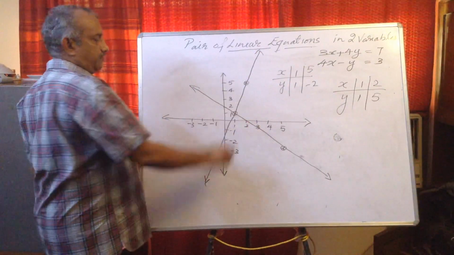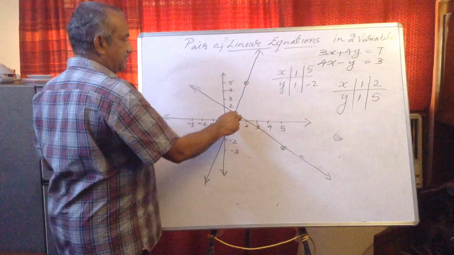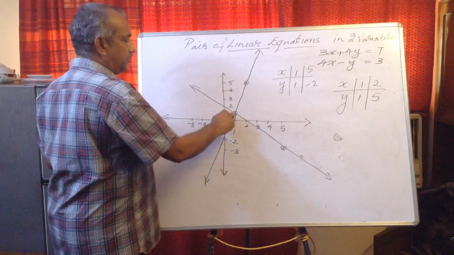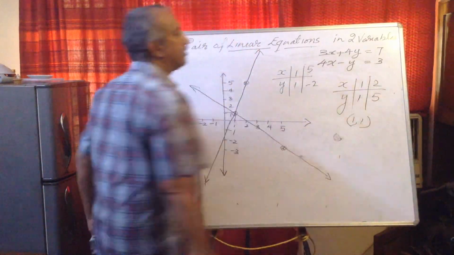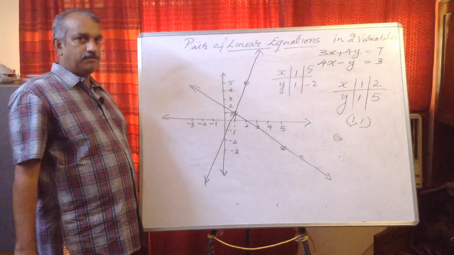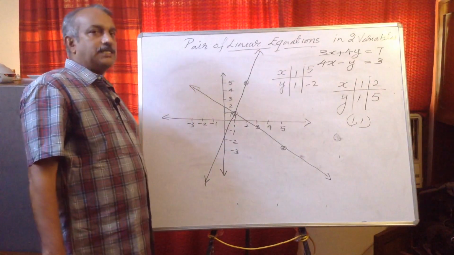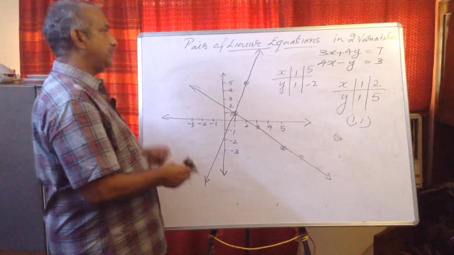Now from wherever they are intersecting, from there draw to x-axis and y-axis and find the coordinate. Here 1, here also 1. So solution to this equation is 1, 1. So find at least 2 solutions. Draw the graph. If the graphs are intersecting at a point, find the coordinates of that point. That will be the solution to the equation.